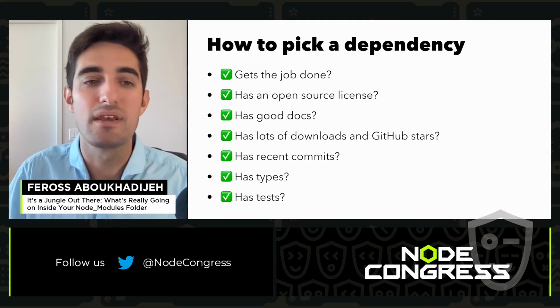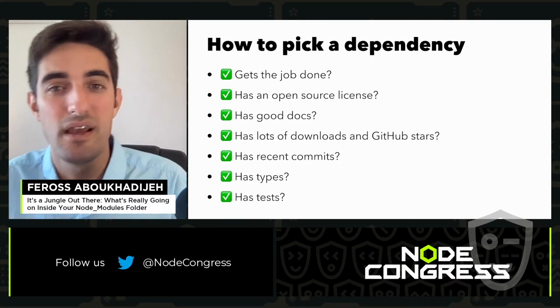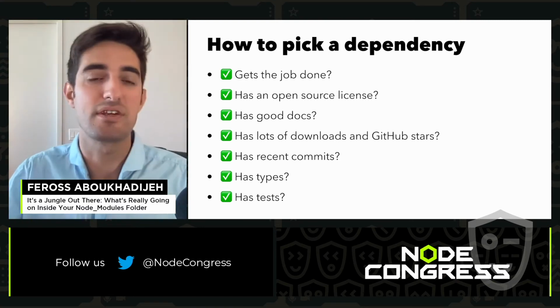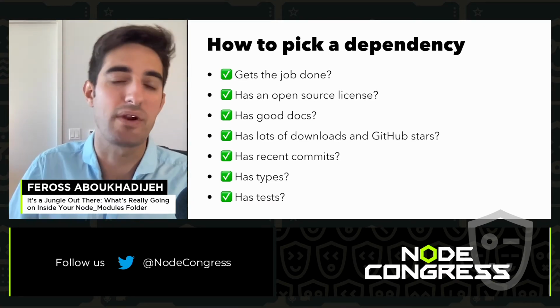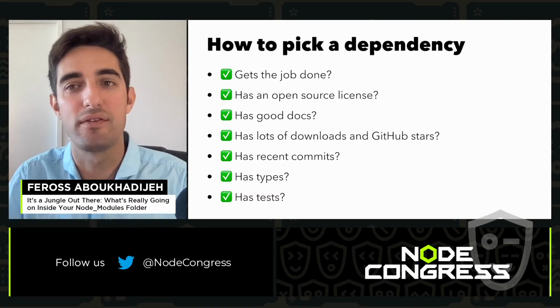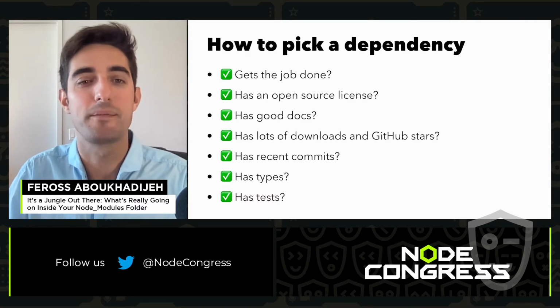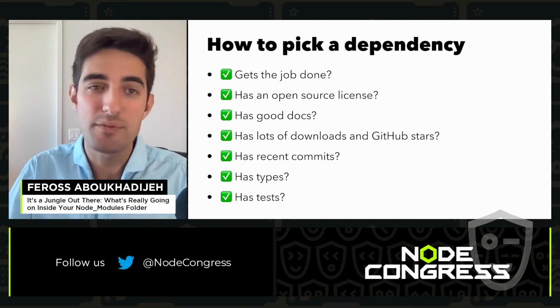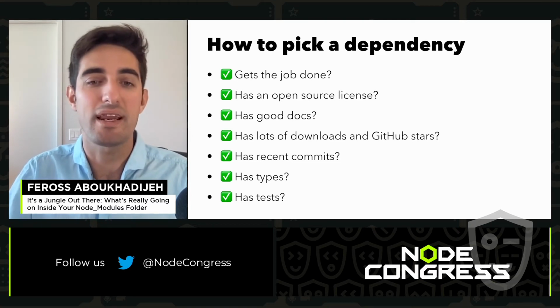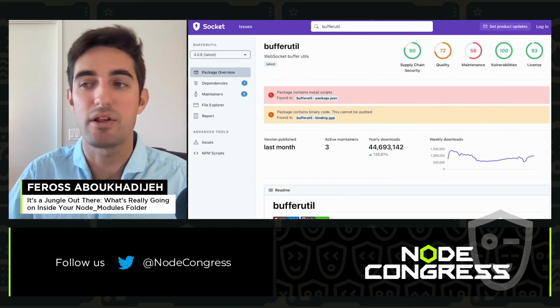Does it have types? And does it have tests? And we're not really cracking open the code to go much beyond this. So what that means is that we're sort of not aware of what the code may be doing. And so we built a tool at Socket to help with this problem, so you can quickly, at a glance, get an idea of the security of a package. And so this is what it looks like.